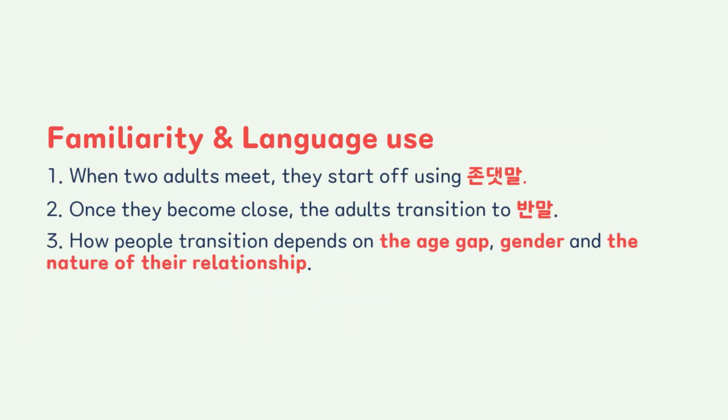Okay, so that's it for this lesson on familiarity and language use. And the key point to note is that when people meet, they start off using 존댓말. And once they get to know each other, they can transition to using 반말, though how this is done depends on the age gap in the relationship, people's gender, and the nature of their relationship.